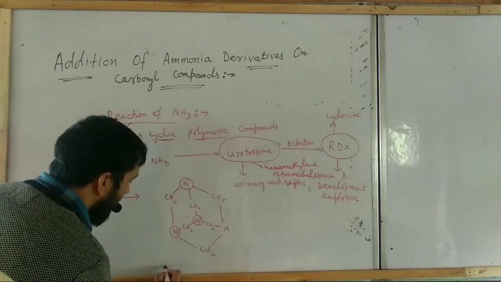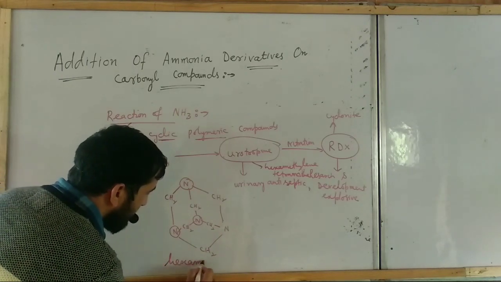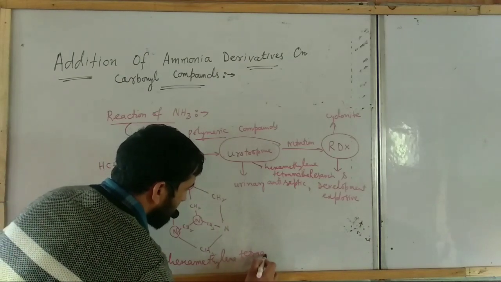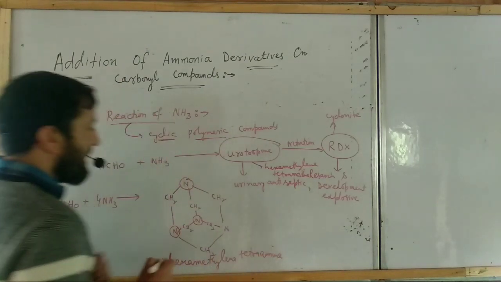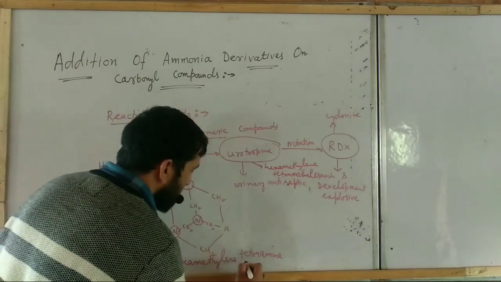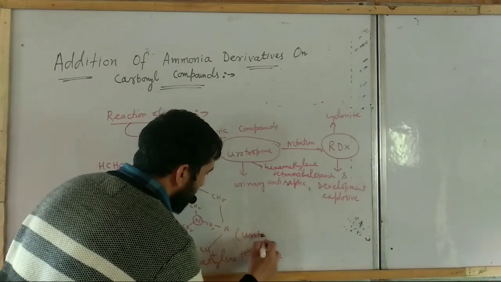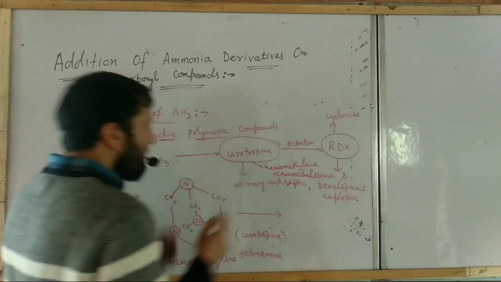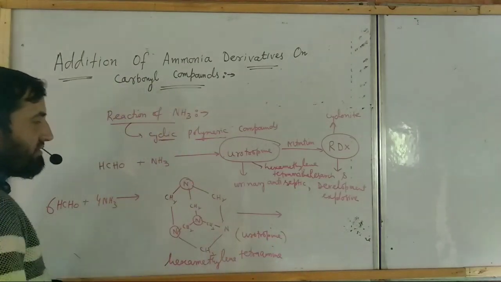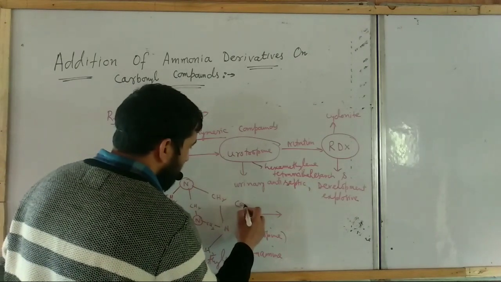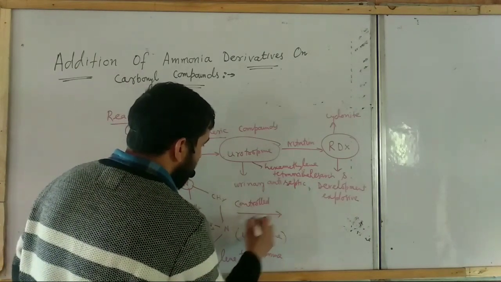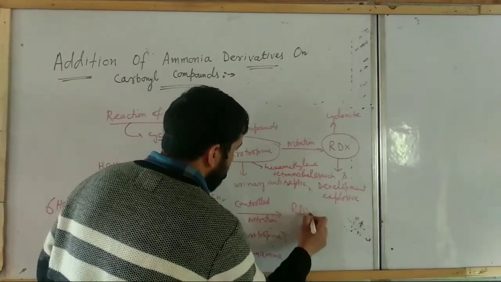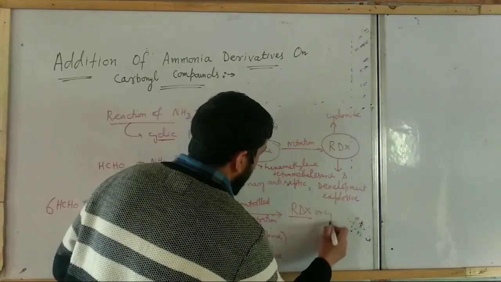So it is known as hexamethylene tetraamine. It is known as urotropine. This is also called urotropine. Now if we do controlled nitration of this urotropine, that is, if it's reacted with nitric acid, limited nitration, it forms RDX, or cyclonite.